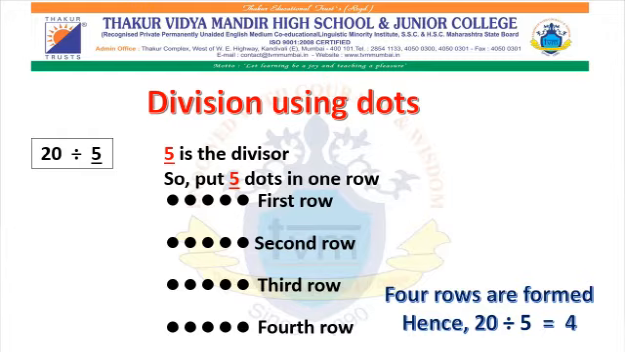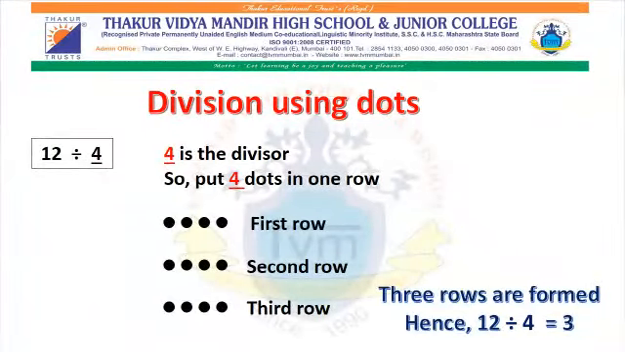So from 5 till 20, but in one row it should be only 5. So we have formed 5 dots in each row, total 4 rows. So our answer is 4. It means we got the quotient 4. 20 divided by 5 is 4. Let's see one more example of the same.